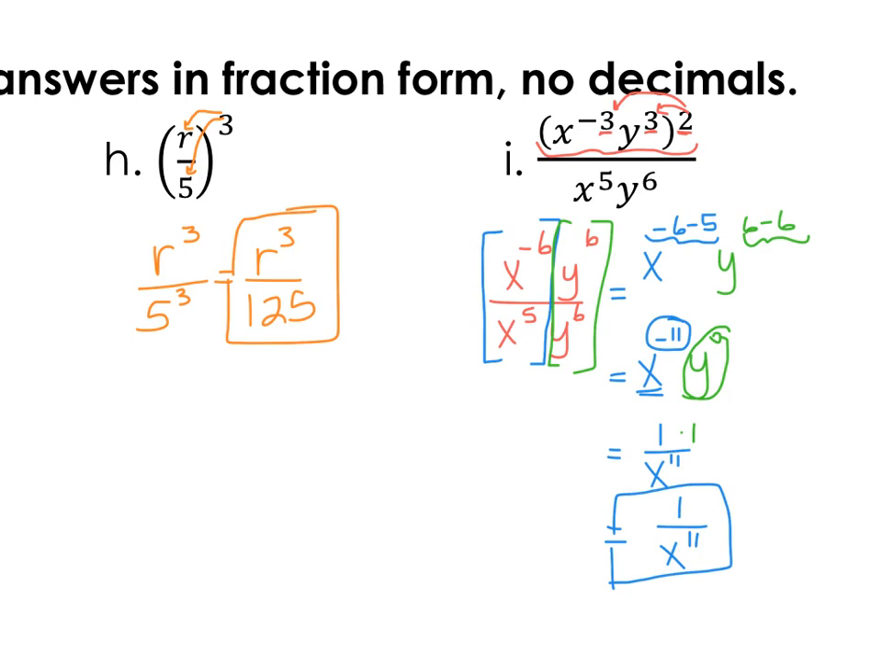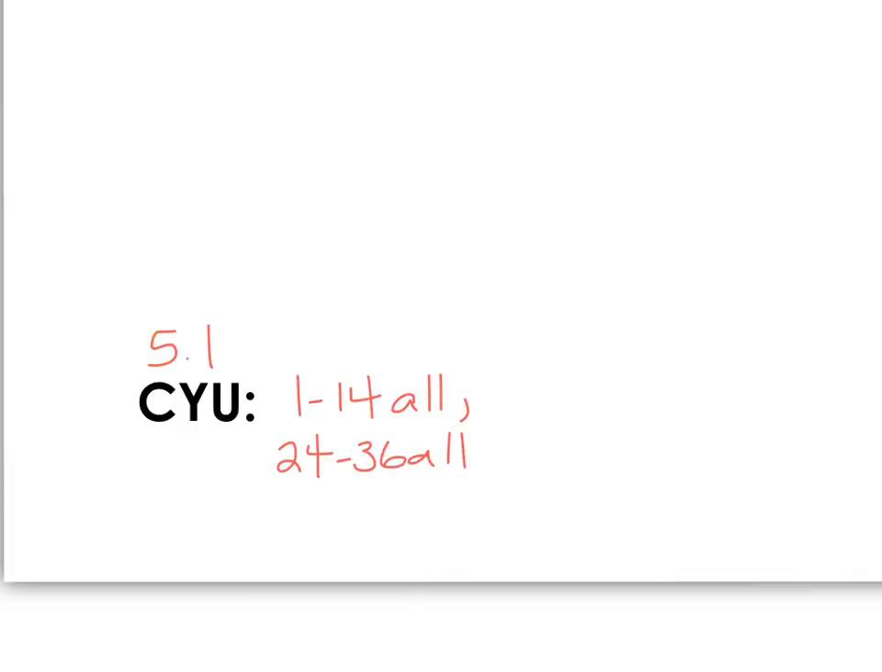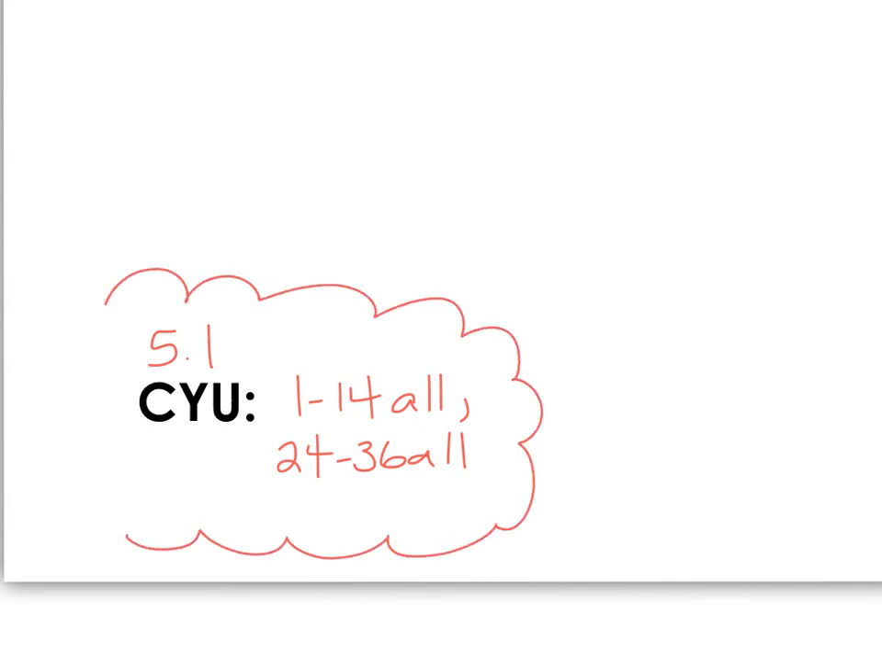And that's your video lesson for 5.1. Your CYU assignment for 5.1, 1 through 14 all and 24 through 36 all. Take your time and make sure to use your property of exponent definitions up above.